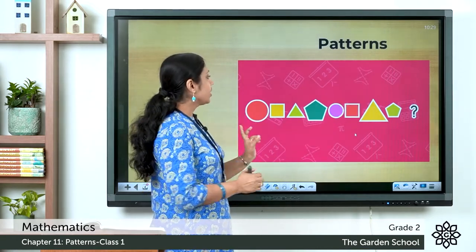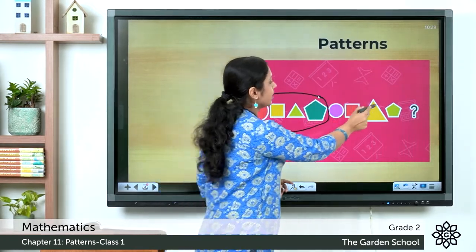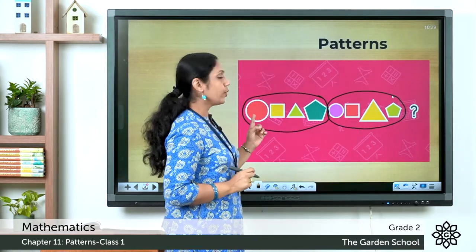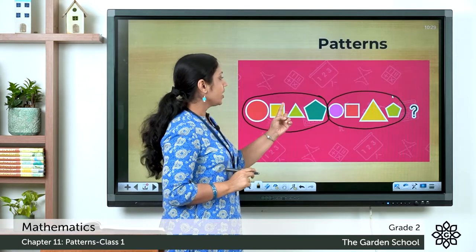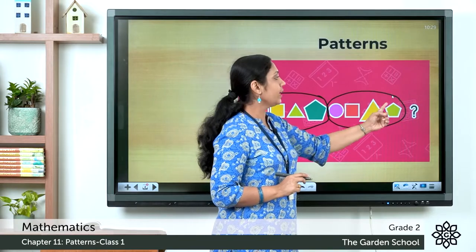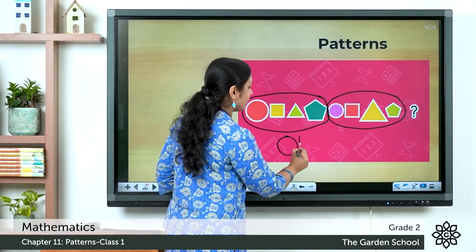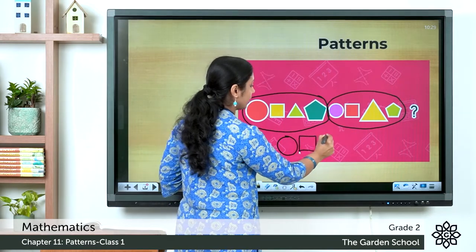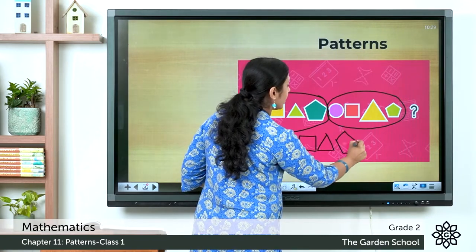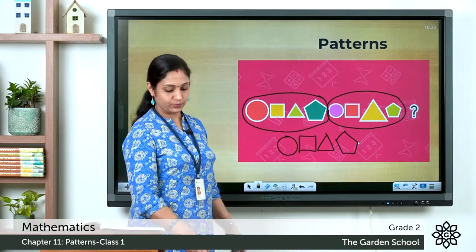So let's see, this we can group into one, and this in the second group. So which has to come in the next group? In the first group, you can see circle, square, triangle, pentagon. Circle, square, triangle, pentagon. Again, which has to come? Circle, square, triangle, pentagon. Now we can say that this sequence is complete. So this is how we complete a pattern.